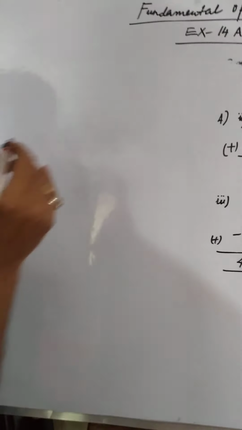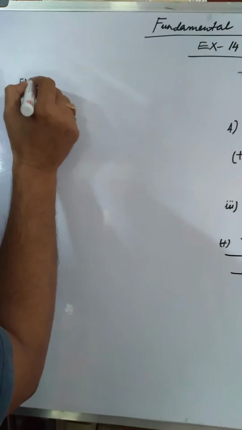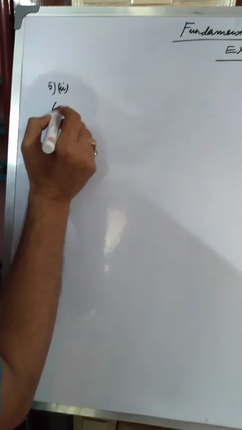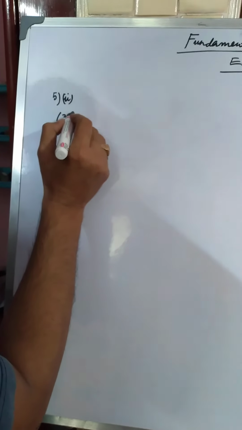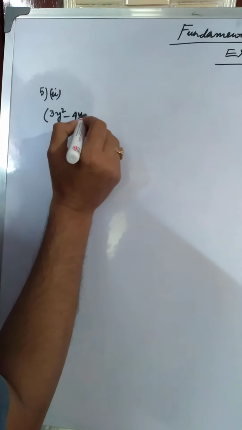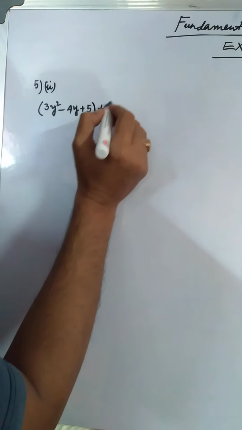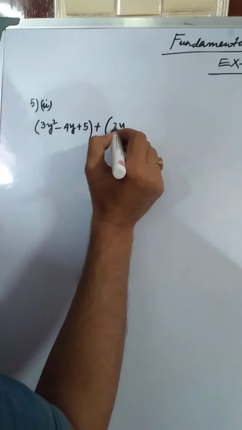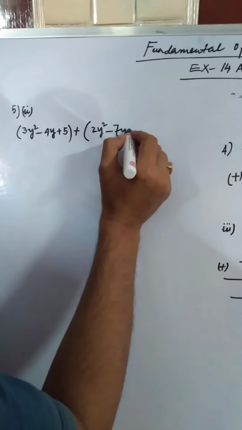The question is: find the sum of. Question number 5, Roman 2. Find the sum of. Now to do that one, give a bracket, which should be easy for you for the simplification work. 3y square minus 4y plus 5. After that a comma is there, so put a plus sign. Then within the bracket 2y square minus 7y minus 1.